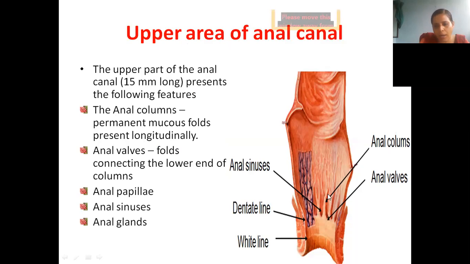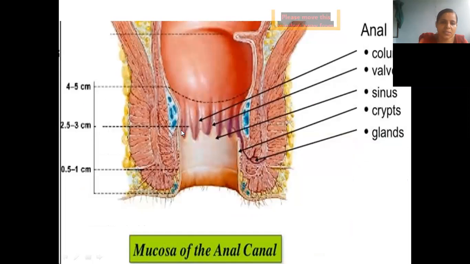It shows anal columns which are permanent mucosal folds present longitudinally. So whatever mucosal folds you are finding, these are all anal columns. Okay, in between you will have the anal papillae. The openings are actually sinuses, and if you see the histology of this, we will have anal glands. So these are anal valves and anal columns. You can see the column is the space between the folds. You are finding these openings, which are actually valves. Here you are finding the sinus. So this is the upper 15 mm area.